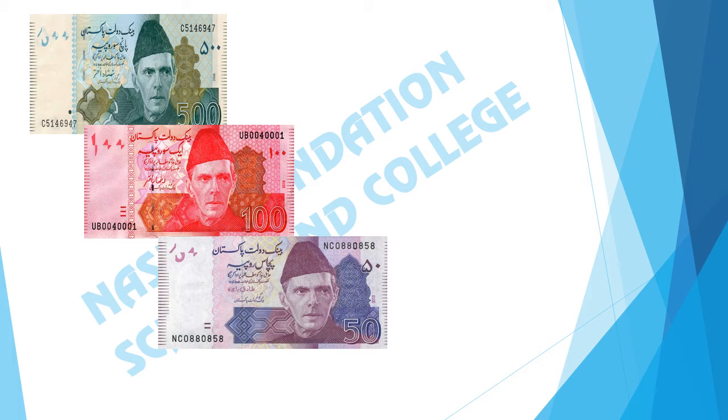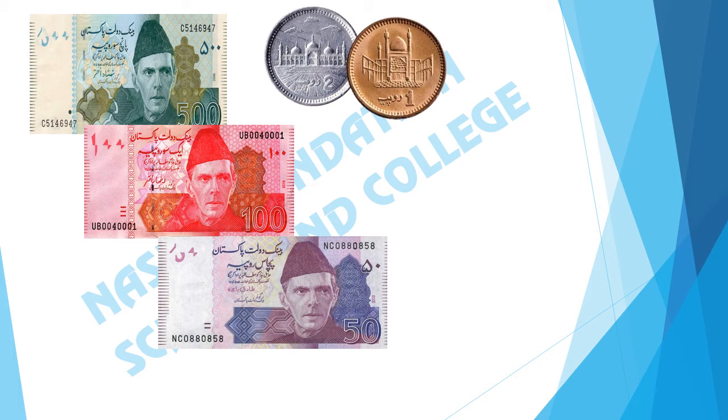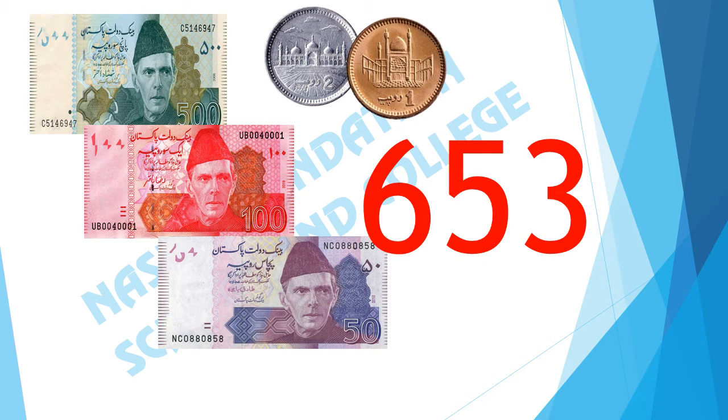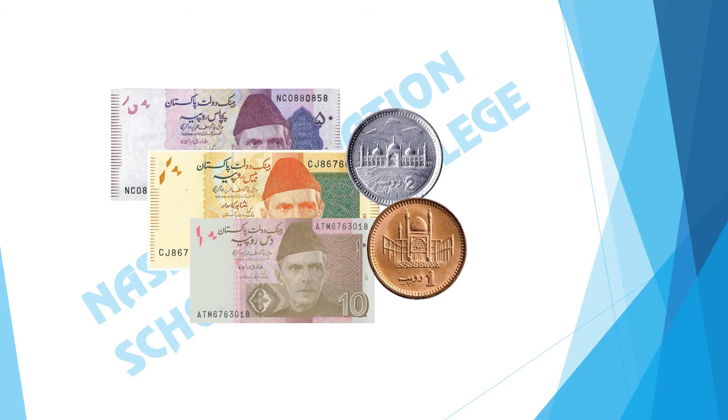But there were some more coins here. In 650, if we add 2 rupees, we get 652. And there is one more coin of 1 rupee. In 652, if we add one more, we get 653. These notes and coins show 653.